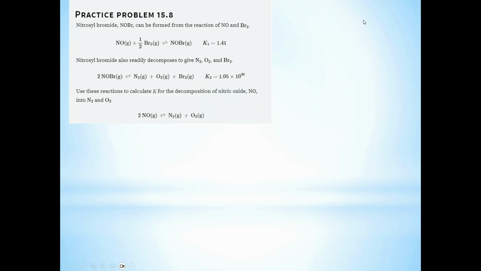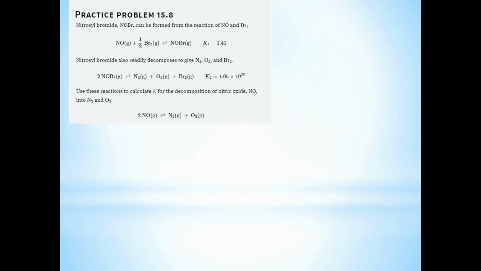Okay, so now I have two equations. NO plus 1/2 Br2 goes to NOBr, and then NOBr goes to N2 plus O2 plus Br2. This is a two-step reaction for two NOs going to N2 plus O2. It has a catalyst. The catalyst is Br2. It has an intermediate of NOBr.